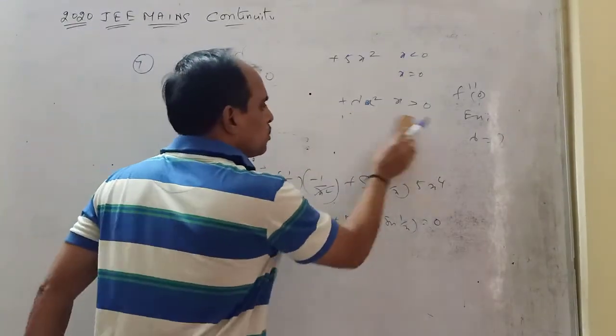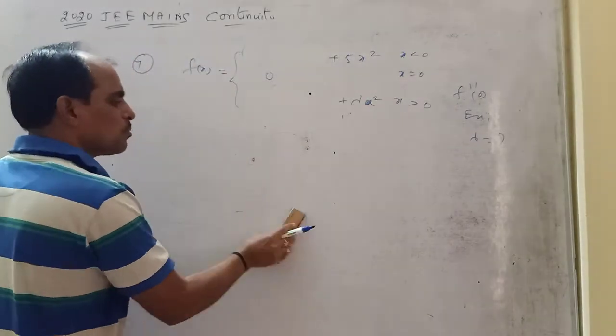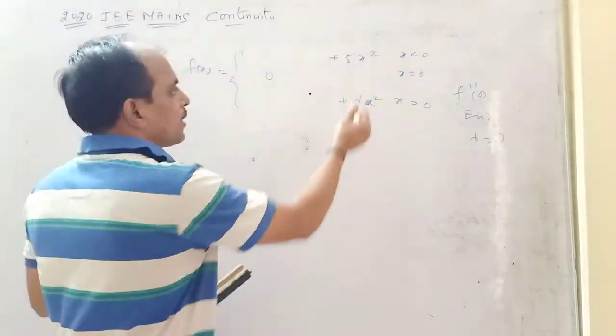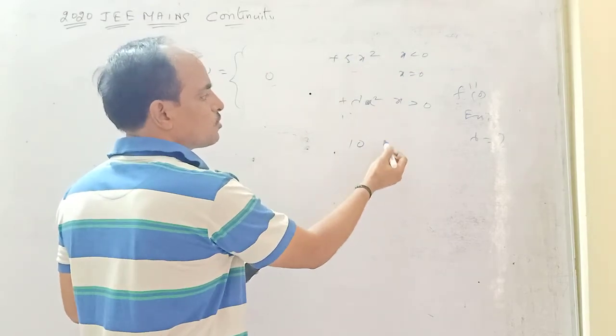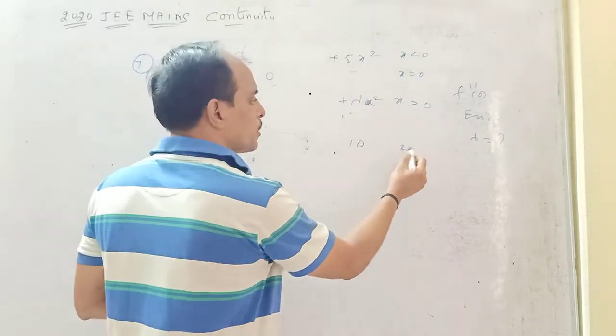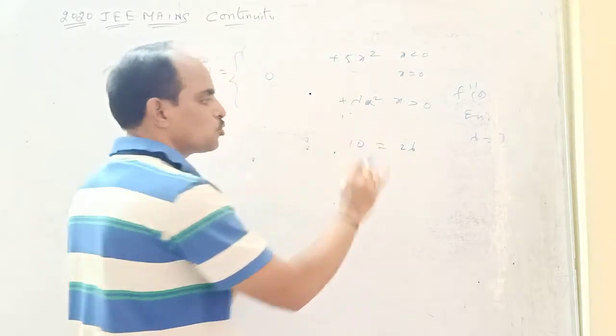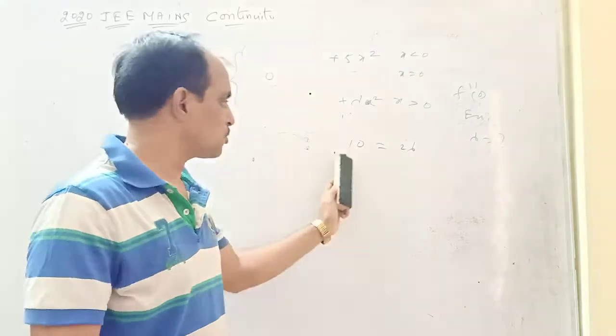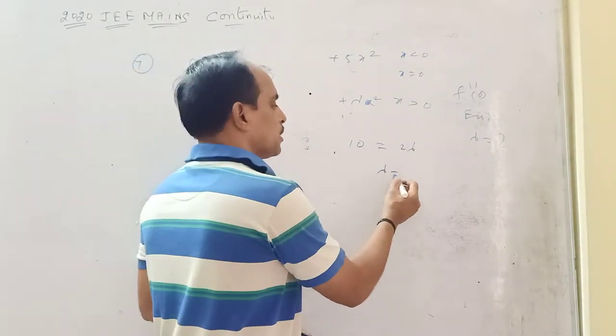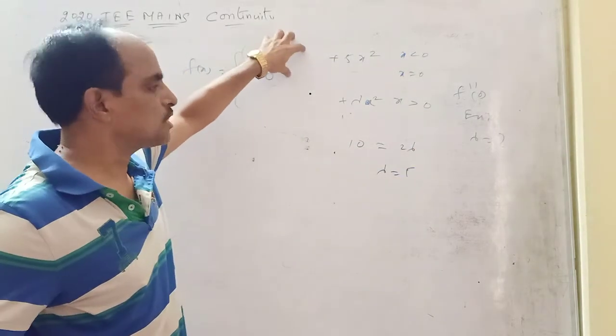Now if you know this concept, this problem will take just 5 seconds. What about the derivative of this one? 2 times 5x, that is 10x. What about the derivative of this one? 2 lambda x, that is 2 lambda. 2 times differentiation, because these two are equal. Why? F double dash at 0. So lambda is equal to 5, because the previous function is 0.